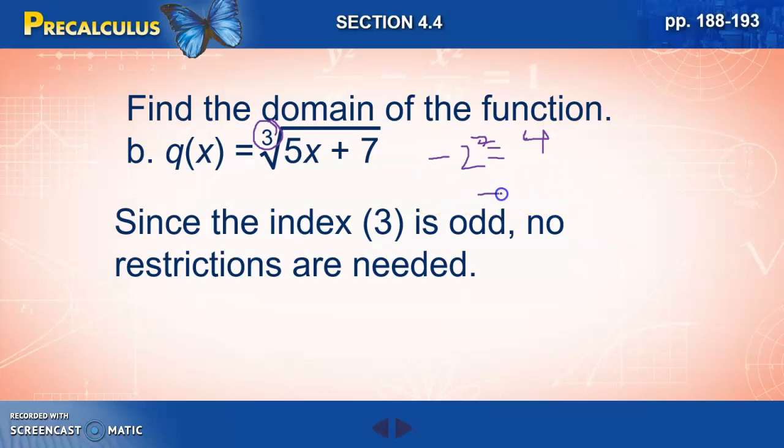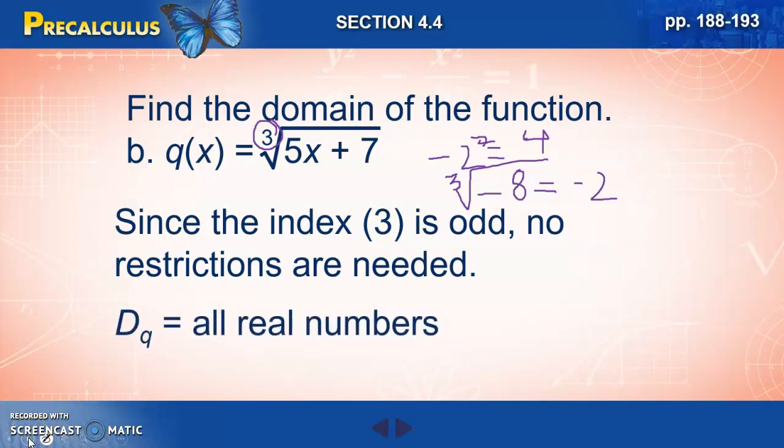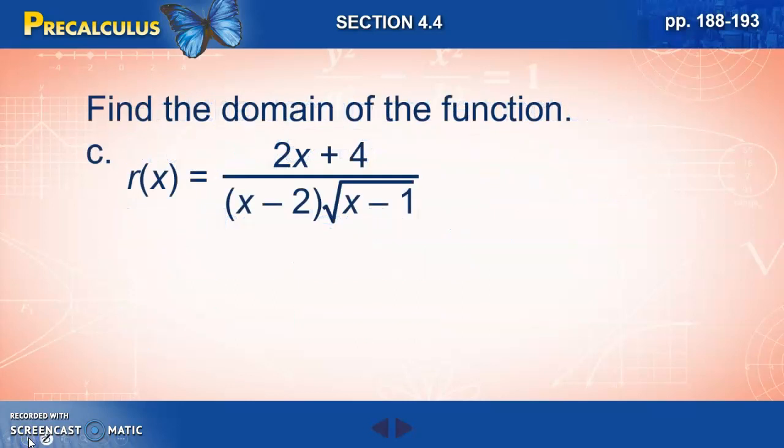Take negative 8, for example. If I wanted to find the cube root of negative 8, what number times itself 3 times equals negative 8? Hopefully you said negative 2. Negative 2 times negative 2 times negative 2 is in fact negative 8. So we can find odd roots of negative numbers. Those are not imaginary. So since the index is odd here, we don't have to set any restrictions. So our domain, therefore, is all real numbers.